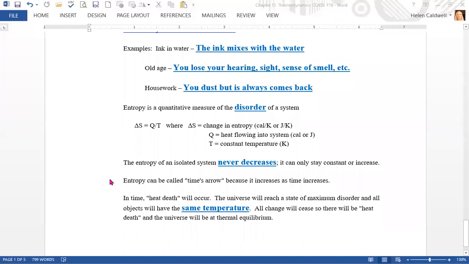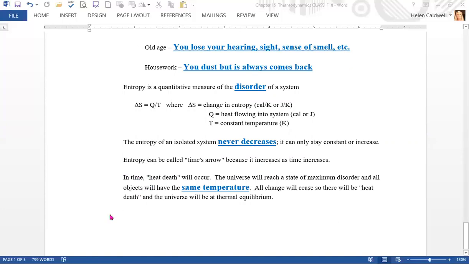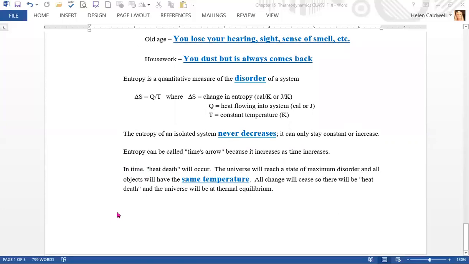So the entropy of your isolated system is never going to decrease. It always increases. It can't stay constant, but not for very long. And because it never gets smaller, it always increases over time. Sometimes in books they refer to entropy as time's arrow, because if you can plot increasing entropy, that's the direction time is increasing in.